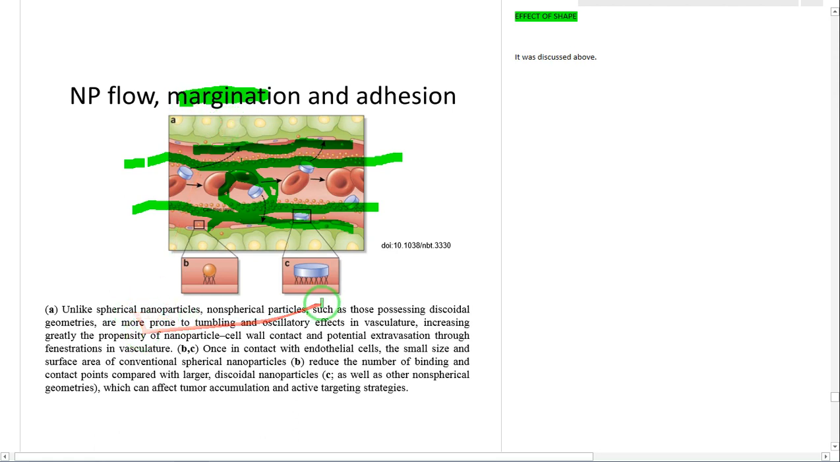What do we mean? If we change the shape of the nanoparticles from the spherical one to the disc-like one, they will tend to marginate in the vicinity of the endothelial cells. So now they have more chance to internalize. On the other hand, there are some receptors on the cell surface. If the particles are in the disc form, they will have more surface to connect to these receptors, so the adhesion is going to be increased.